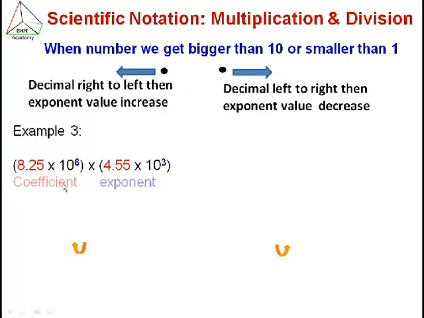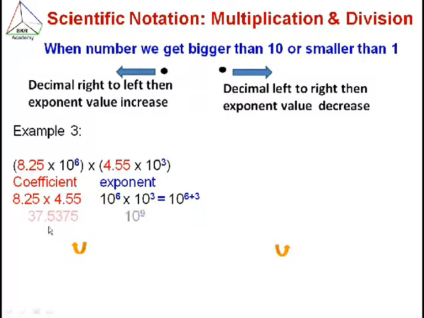So once again we multiply the coefficients and exponents separately. So 8.25 multiplied by 4.55, and then 10 raised to the power 6 multiplied by 10 raised to the power 3. The powers get added, and then the answer will be 37.5375 and 10 raised to the power 9. So the final answer is 37.5375 times 10 raised to the power 9.